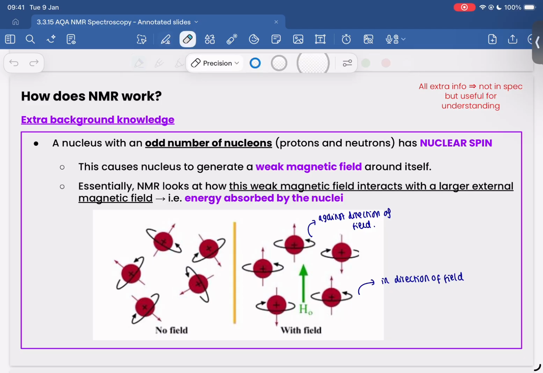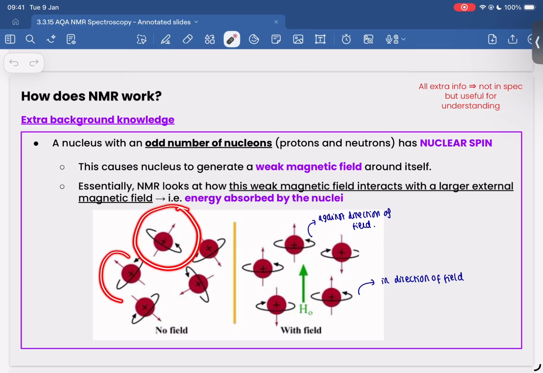So essentially, the background knowledge for this is that when you have a nucleus with an odd number of nucleons, and what we mean by nucleons are protons or neutrons, so if there's an odd number of these, then it creates a nuclear spin. So you can see it on this bit. There's this spin, right? It's spinning in lots and lots of different directions, and that's because of the magnetic field that's generated surrounding the nucleus, and this is a very weak magnetic field. Now, what we're looking at in NMR spectroscopy is how this weak magnetic field interacts when you place it in a large magnetic field.